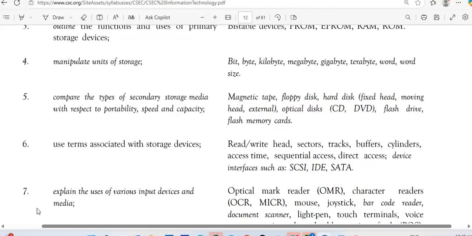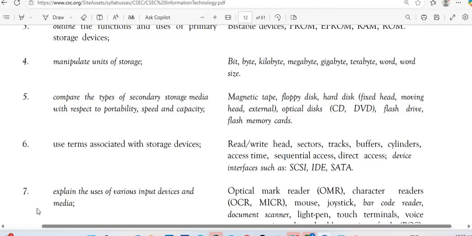Floppy disk: portability will be high because it's easy to move from one location to another, but the speed is slow. Its average access time is 100 ms. Capacity, low. So floppy disks were widely used in the past but have become obsolete due to their limited capacity and slow speed. Hard drive: portability low. It's not easy to move a hard drive from one place to another. Speed, fast. Capacity, high. So fixed head hard drives are used in servers and data centers where high capacity and speed are required.